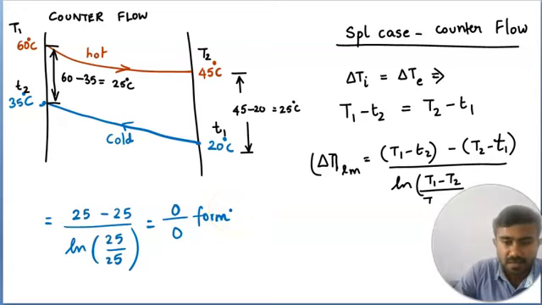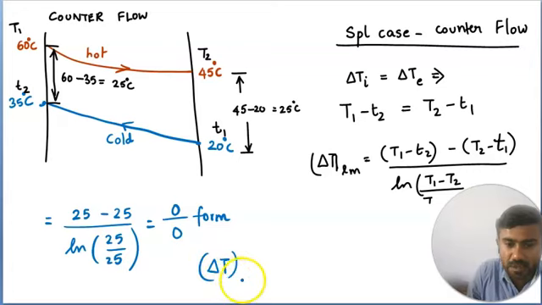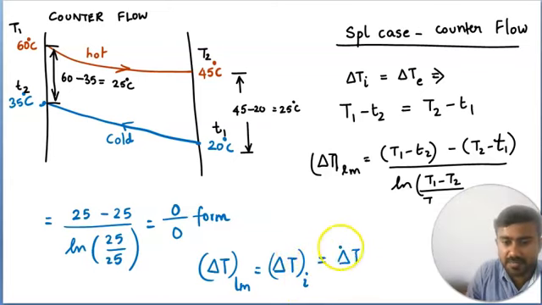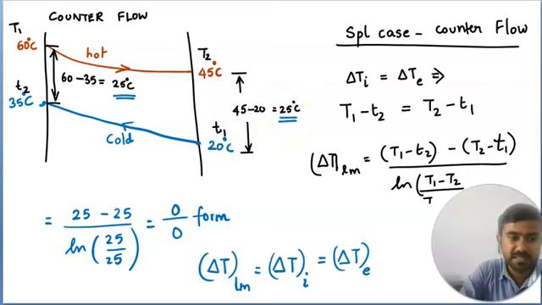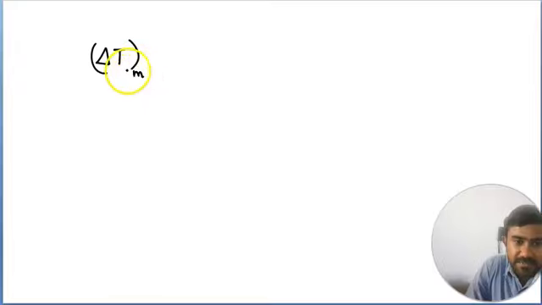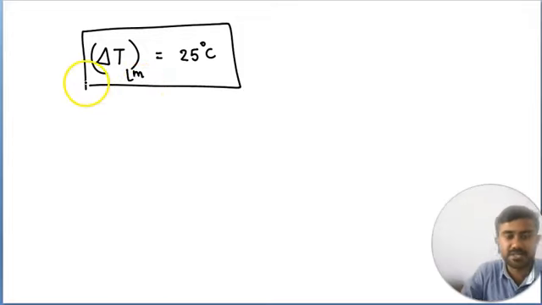In this case, we can prove using L'Hopital's rule that the LMTD, the logarithmic mean temperature difference, is either the temperature difference at the inlet or the temperature difference at the exit. So you don't need to go for the formula. If these two numbers are equal, the LMTD is the same as that number. The formula will fail, and then you can figure out the LMTD is 25 degrees Celsius. Okay, please make note of this special case.